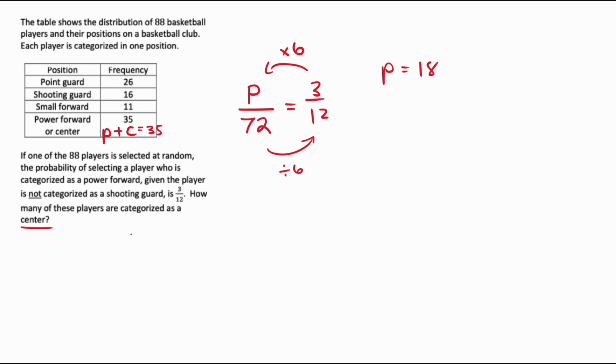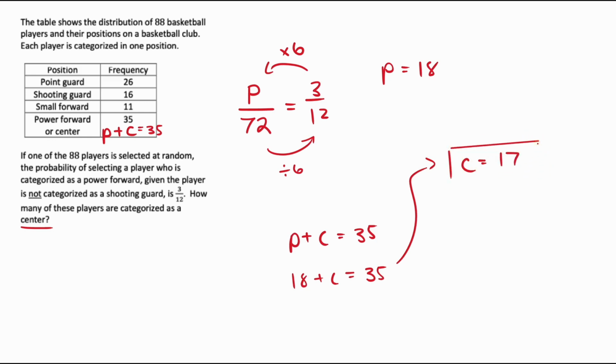We're looking for how many of these players are categorized as a center. So we know that P plus C equals 35, and we just solved for the value of P. So we can rewrite this as 18 plus C equals 35, and then solving for C, we can ultimately get to the answer that the number of centers is going to be 17. And that's our final answer for number 2.